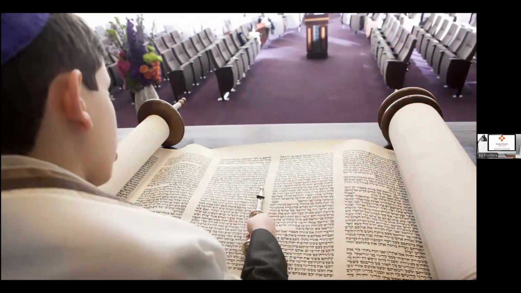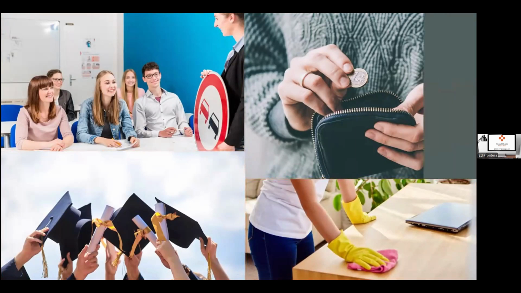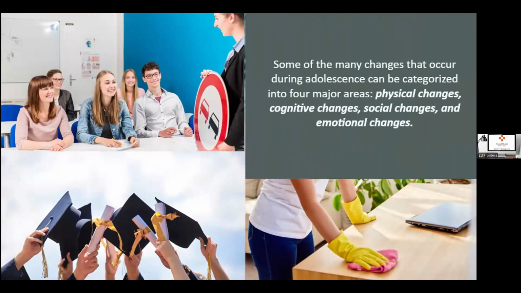Some communities and families emphasize the transition to adulthood by holding a different set of expectations as the child increases in age. Some examples of changes in age-related expectations include getting a driver's license, contributing financially to the household, going to college or starting to work, or taking on more responsibility in the home with chores or siblings. Some of the many changes that occur during adolescence can be categorized into 4 major areas: physical changes, cognitive changes, social changes, and emotional changes.